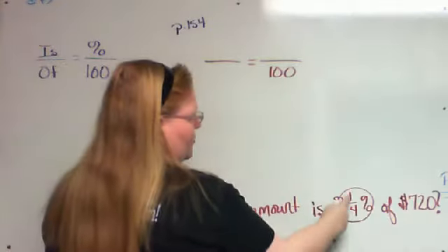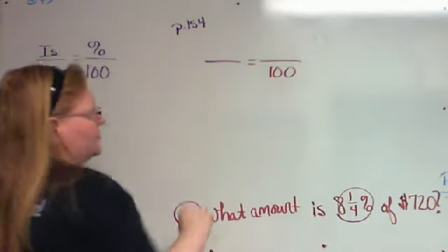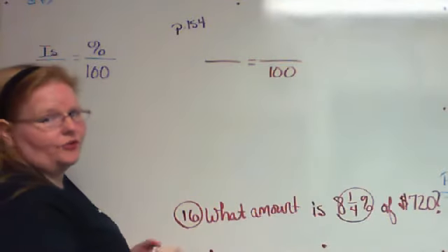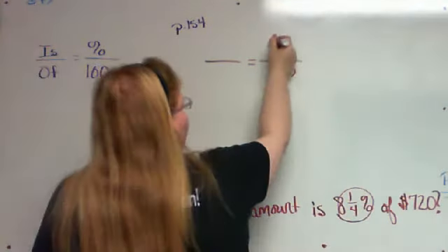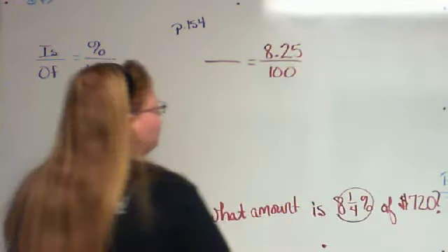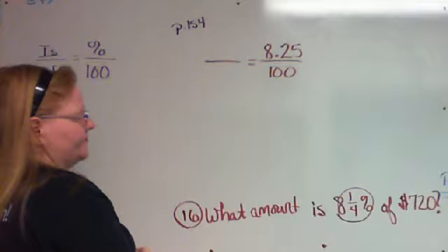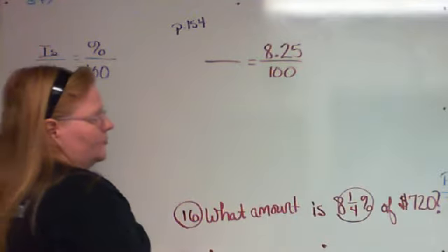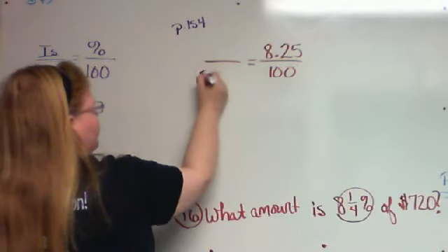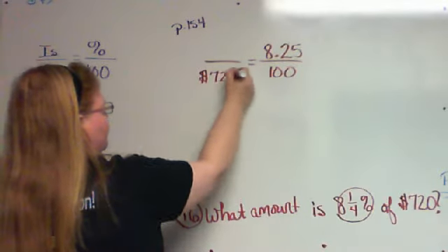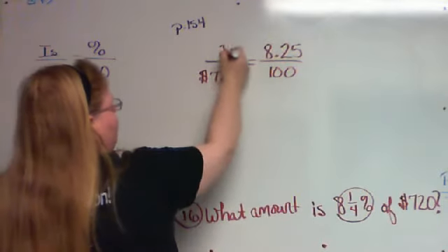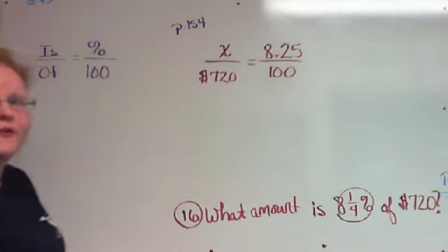So this is 8 1/4. Instead of me writing a fraction up there, and since I know I'm going to use the calculator, go ahead and write it as a decimal. You can do that one in your head. 8 1/4 is 8.25. Which means the of must go with the $720. And the is must be what we're looking for, because we got to have an x in there somewhere.